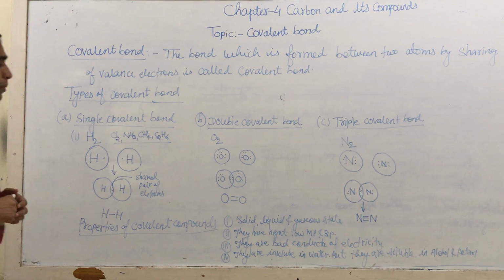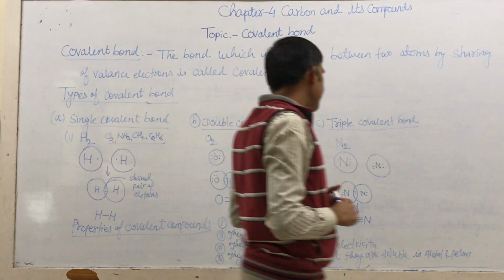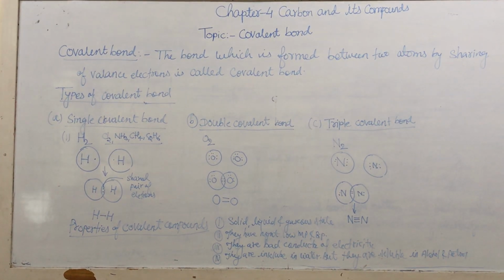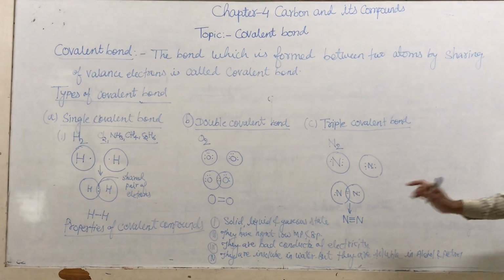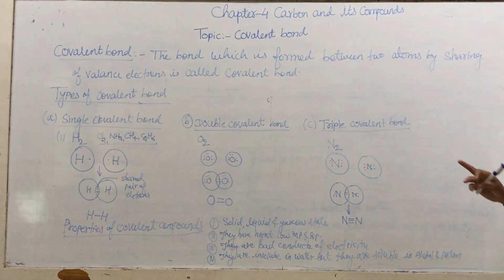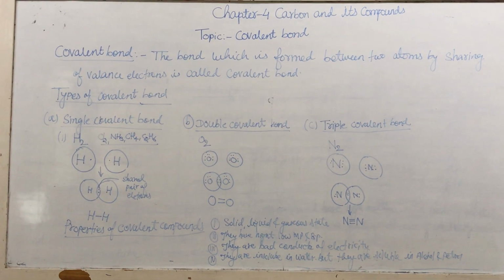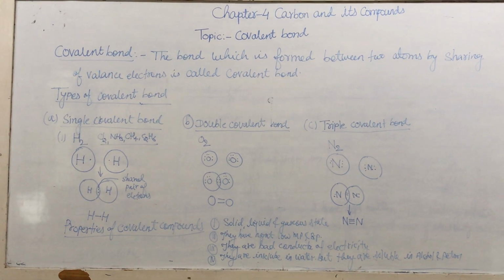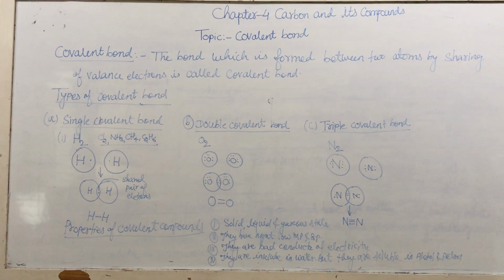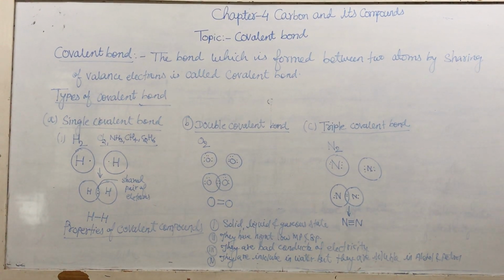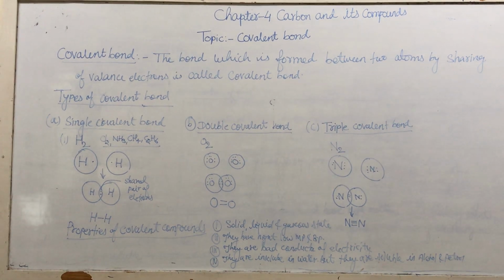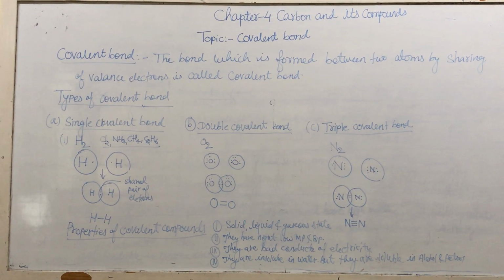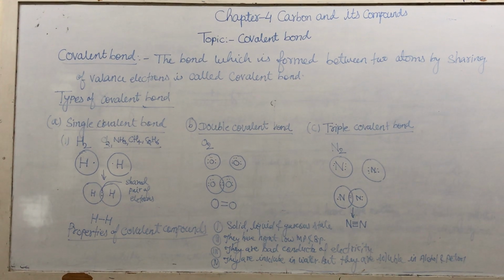If we compare the properties of these compounds with ionic compounds: ionic compounds are mostly solid, but covalent compounds are found in 3 states. Ionic compounds are good conductors of electricity, but covalent compounds are poor conductors of electricity. Ionic compounds have high melting and boiling points, covalent compounds have low. Ionic compounds are soluble in water, but covalent compounds are insoluble in water.